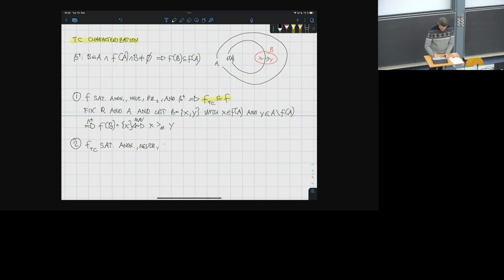Many of these conditions are very simple to show. Namely those three here. So this top cycle function is anonymous, right? It only depends on the majority relation, so the identities of the voters don't matter. It's also neutral. We are not making any distinctions based on the identities of alternatives. It satisfies positive responsiveness too. So on two alternatives, it is majority rule. The only interesting part is, does it satisfy beta plus?